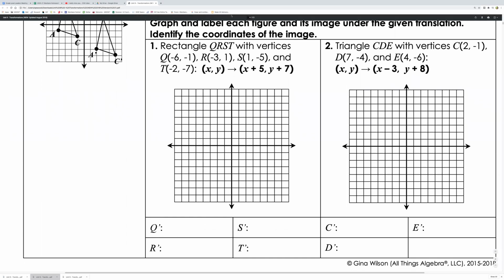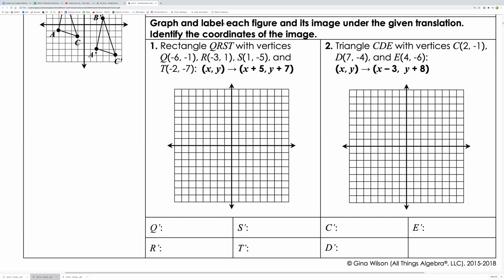Okay, so I'm going to graph rectangle QRST with vertices Q (-6, 1), so 1, 2, 3, 4, 5, 6, down 1. There's Q. R, which is (-3, 1). S, which is (1, -5). And T, which is (-2, -7). Okay, then I'm going to connect those, making sure really quick that I plotted correctly. I see right here that I did not plot my T in my correct spot. So it's always good to go back and double check your work.